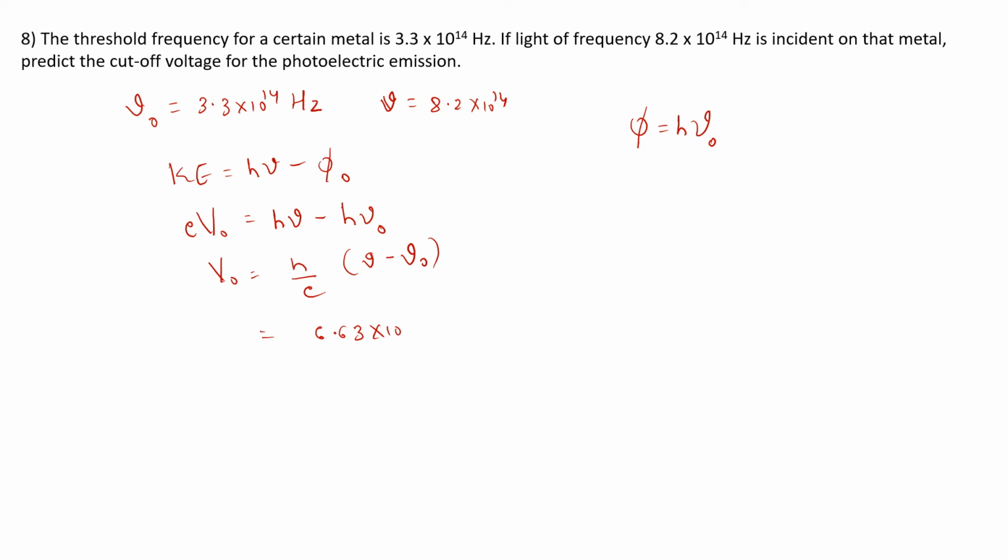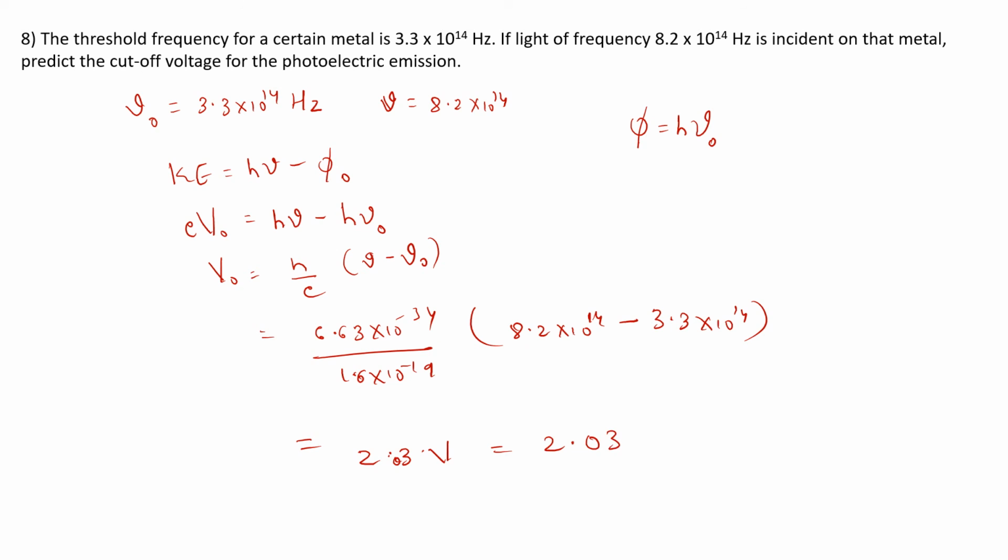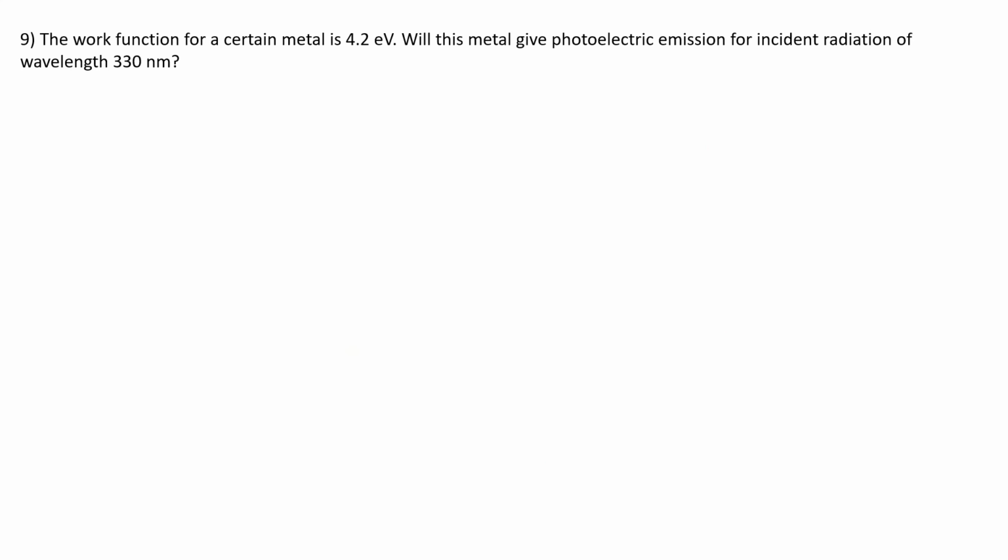So 6.63 into 10 raised to minus 34 divided by 1.6 into 10 raised to minus 19, times nu, which is 8.2 into 10 to the power 14 minus 3.3 into 10 to the power 14. Then we will get the cutoff potential, or the cutoff voltage, as 2.03 volt. Okay, a simple formula. Next one.